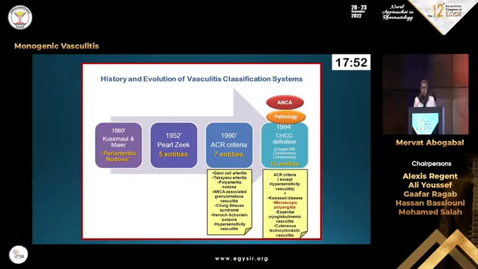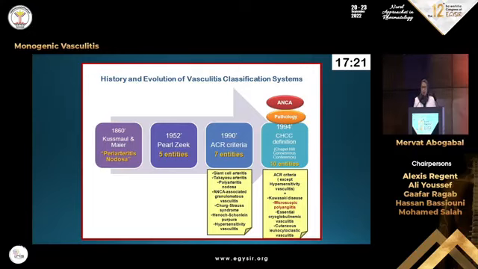In 1990, the ACR released the classification criteria for 7 entities of vasculitis. These 7 entities included the previous Pierre-Lézig 5 entities, plus Takayasu arteritis and Wegener granulomatosis. In 1994, Chapel Hill introduced the definition and classification of vasculitis, which was revised in 2012.